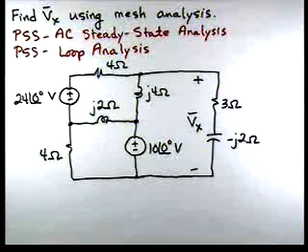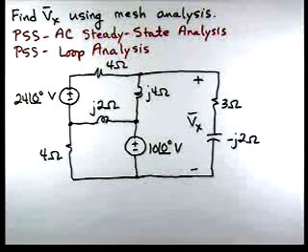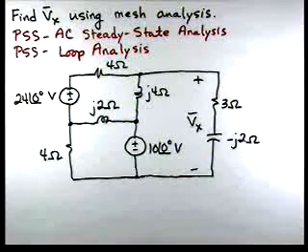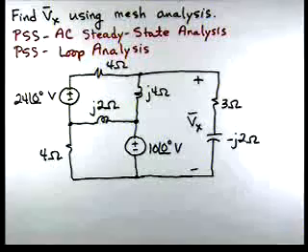Okay, in this problem, we're going to find Vx using mesh analysis. We're going to use the problem-solving strategies on AC steady state analysis and loop analysis. We specifically want to use mesh analysis here. So if we look at our problem-solving strategy, we're going to assign a mesh current to each mesh.